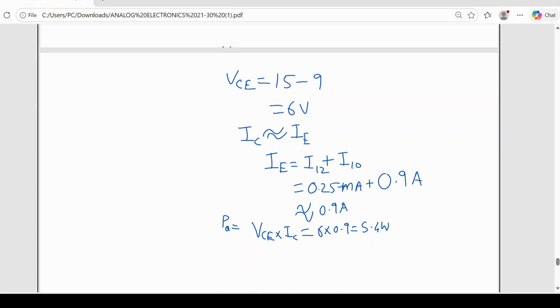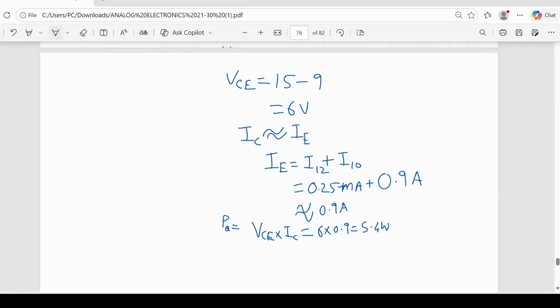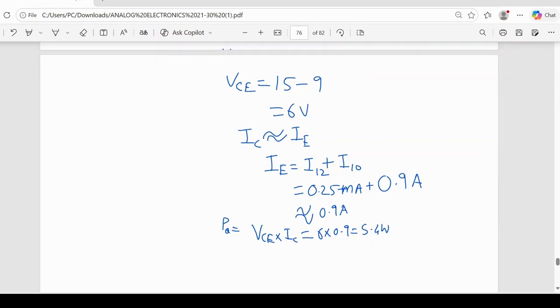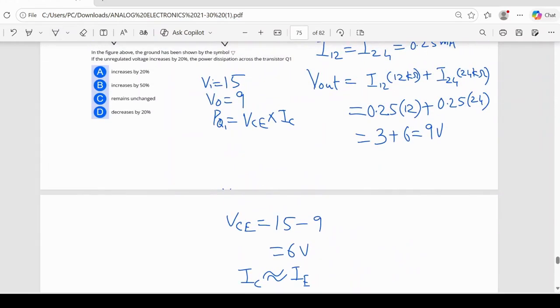Now let us find out what VCE is going to be. If the input increases by 20%, 10% of 15 volt is 1.5, so 20% is going to be 3. So the input increases by 3 volts, or Vi is going to be 18 volts. So VCE is going to be 18 minus 9, which is 9 volt.